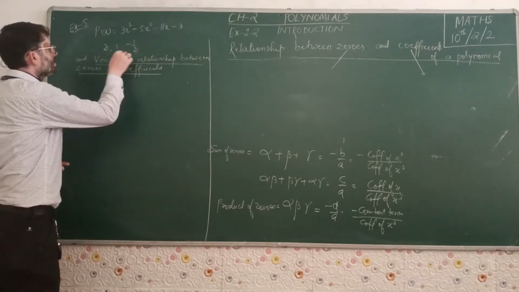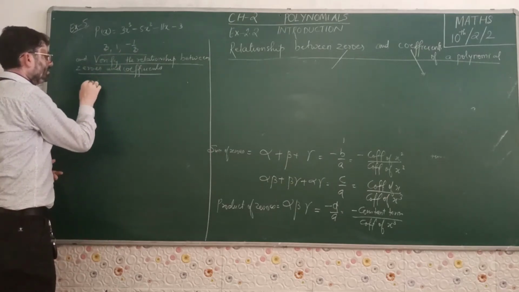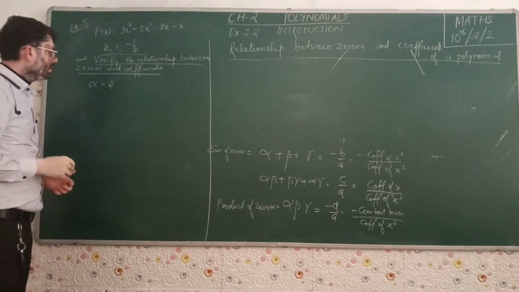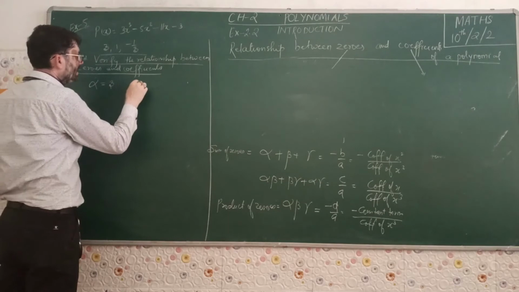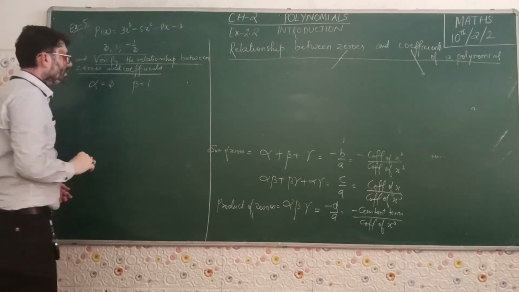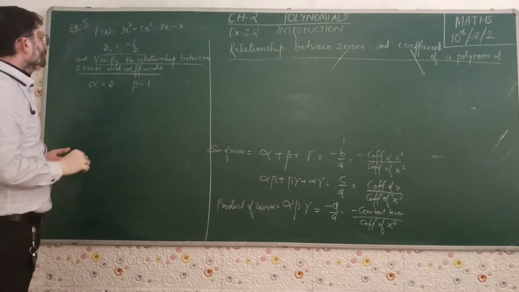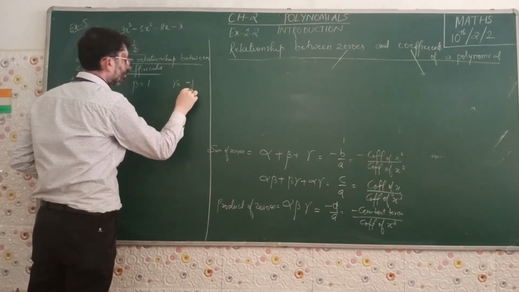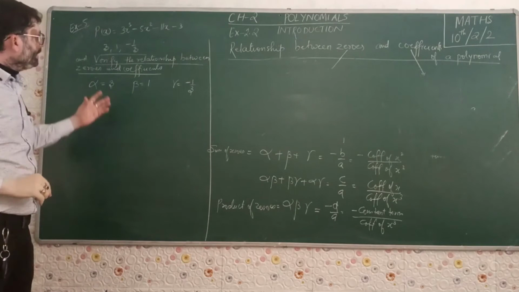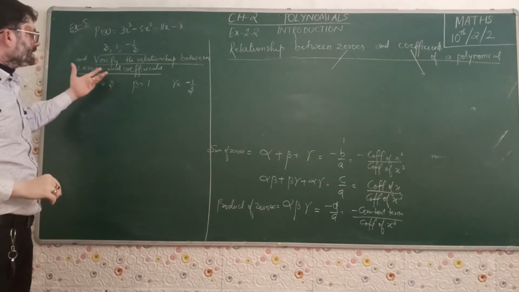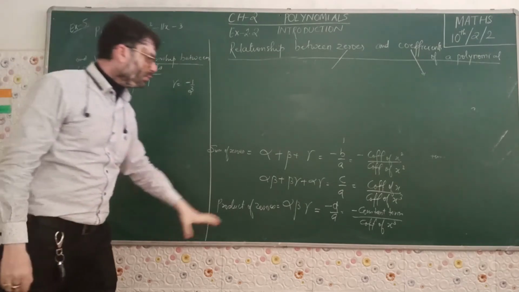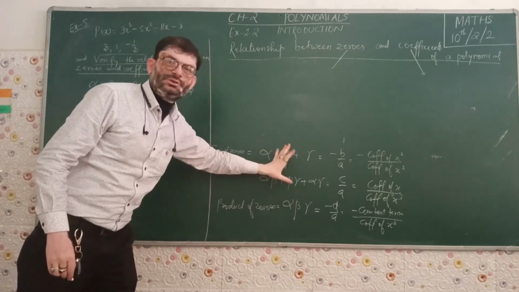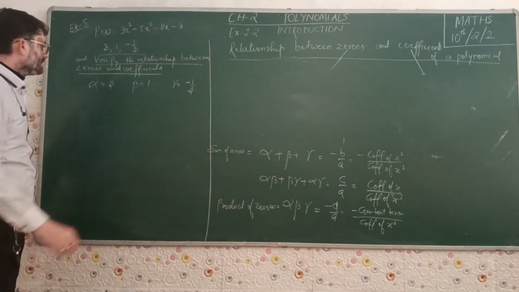If these 3 are the zeros of the polynomial, let my first zero alpha be equal to 3. The second zero, beta, is equal to 1. And the third zero, gamma, is equal to minus 1 by 3. We need to verify the relationship between the zeros and coefficients for a cubic polynomial, which we had discussed earlier.